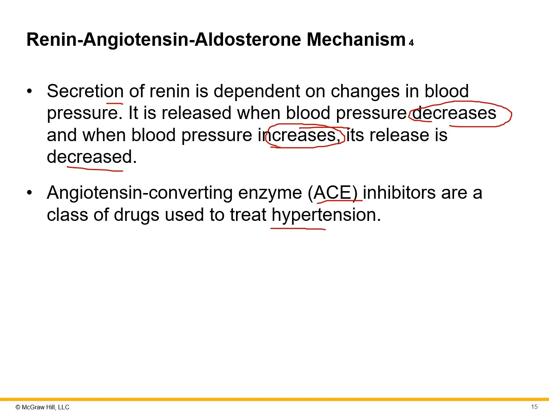And then that angiotensin converting enzyme, the ACE, there are inhibitors of that, which are a drug used to treat hypertension. It offsets the action of that enzyme that is normally increasing our blood pressure. So by inhibiting that enzyme, it helps to bring the blood pressure down. So we have a lot of drugs that are ACE inhibitors.